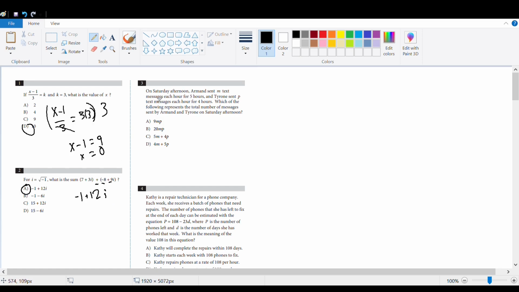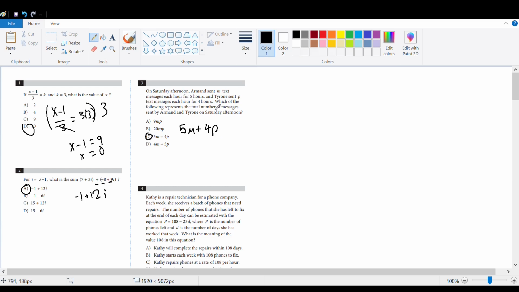So 3, on Saturday afternoon, Armand sends M text messages per hour for 5 hours, and Tyrone sent P text messages each hour for 4 hours. Which of the following represents the total number of messages sent by Armand and Tyrone on Saturday afternoon? So for 5 hours, Armand will send M texts, and we want to find the total of Armand and Tyrone, so we have to add the amount Tyrone texts. So for 4 hours, he sends P amount of texts, and this equation shows the total amount of texts that Armand and Tyrone will send together, which is C.